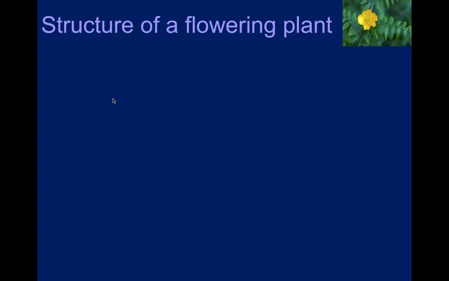Okay folks, so today we're going to look at the structure of a flowering plant. In our books, or in my version of the book, it is on page 153. You will also see at the top of page 153 that there is a QR code, so maybe when we're done you might like to have a look at that for yourself.